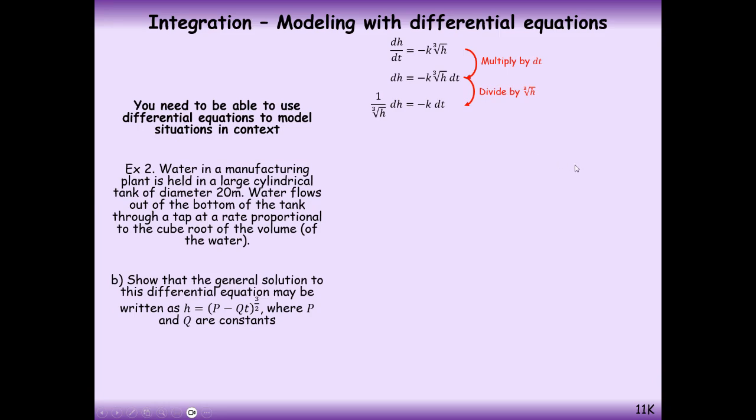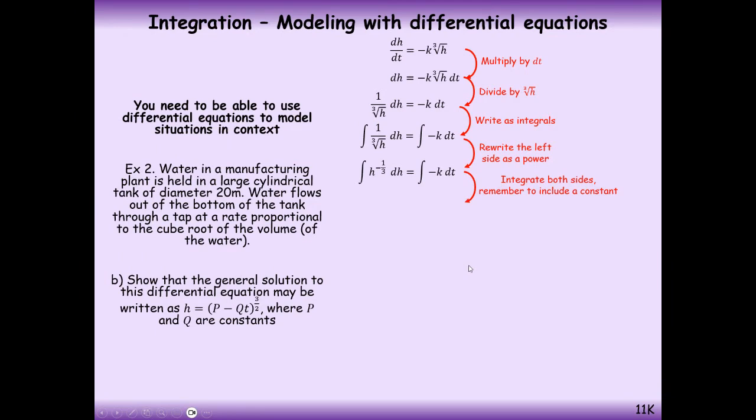Now that h's are all on the left and t's are on the right, we put the integral sign in front of every term, and we are going to integrate. We can rewrite the power of h on the left as h to the power of negative one-third. So adding 1 to negative one-third will give us a power of two-thirds, and we are going to divide by two-thirds. That means having 3 over 2 in front of h to the power of two-thirds.